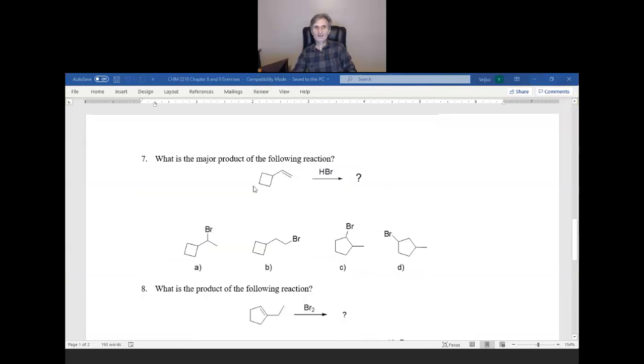Question number 7. What is the major product of the following reaction? And you have here hydrogen bromide adding to a double bond, and the double bond is attached to a 4-membered ring. Addition of hydrogen bromide to a double bond proceeds through a carbocation. So H plus adds to the end of the double bond, that results in formation of a carbocation. And then there is likely to be a rearrangement because it's a secondary carbocation. So a 5-membered ring will form. And of course, the question is which of the two 5-membered rings you are going to get. You can draw the mechanism, but basically, C is the correct answer.